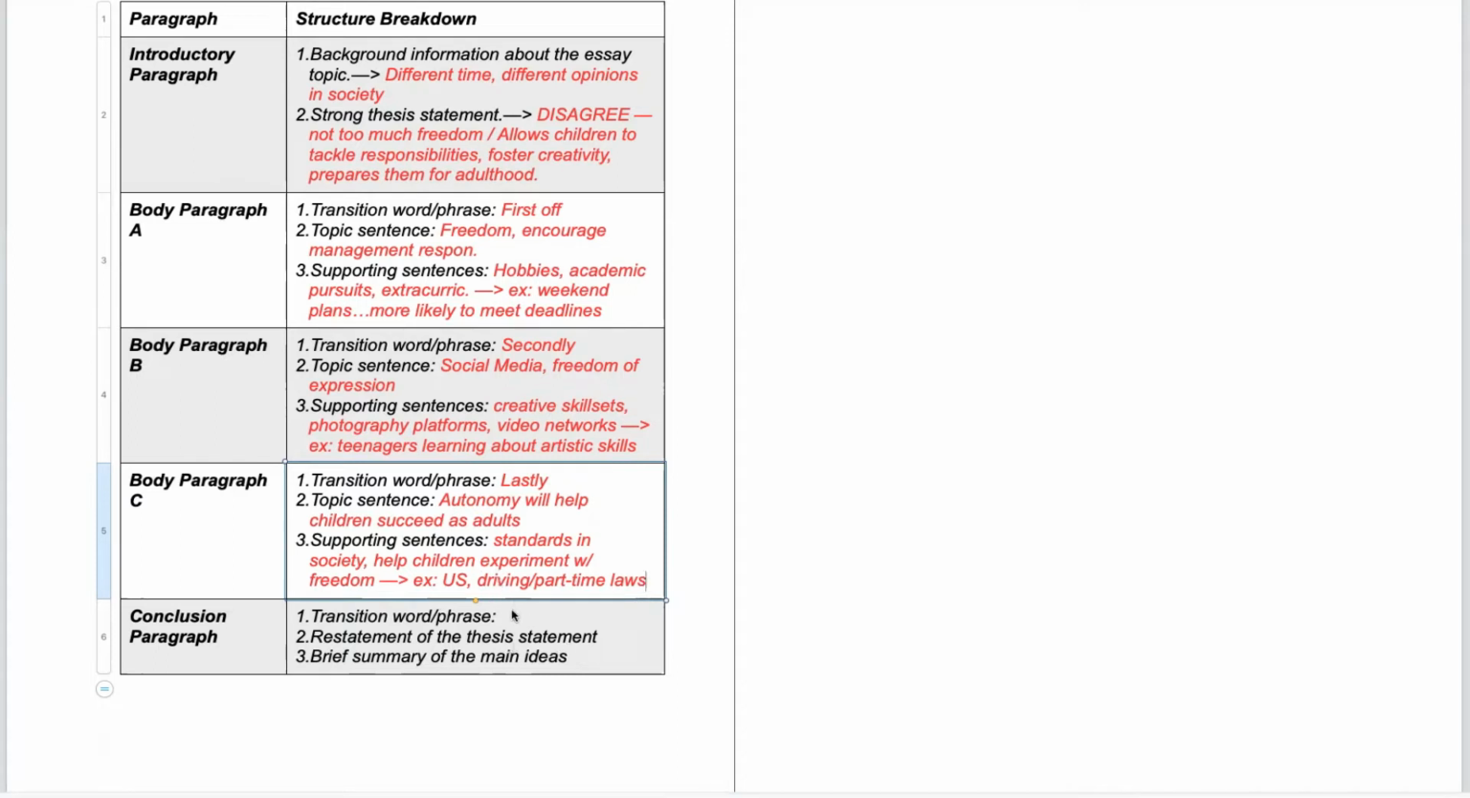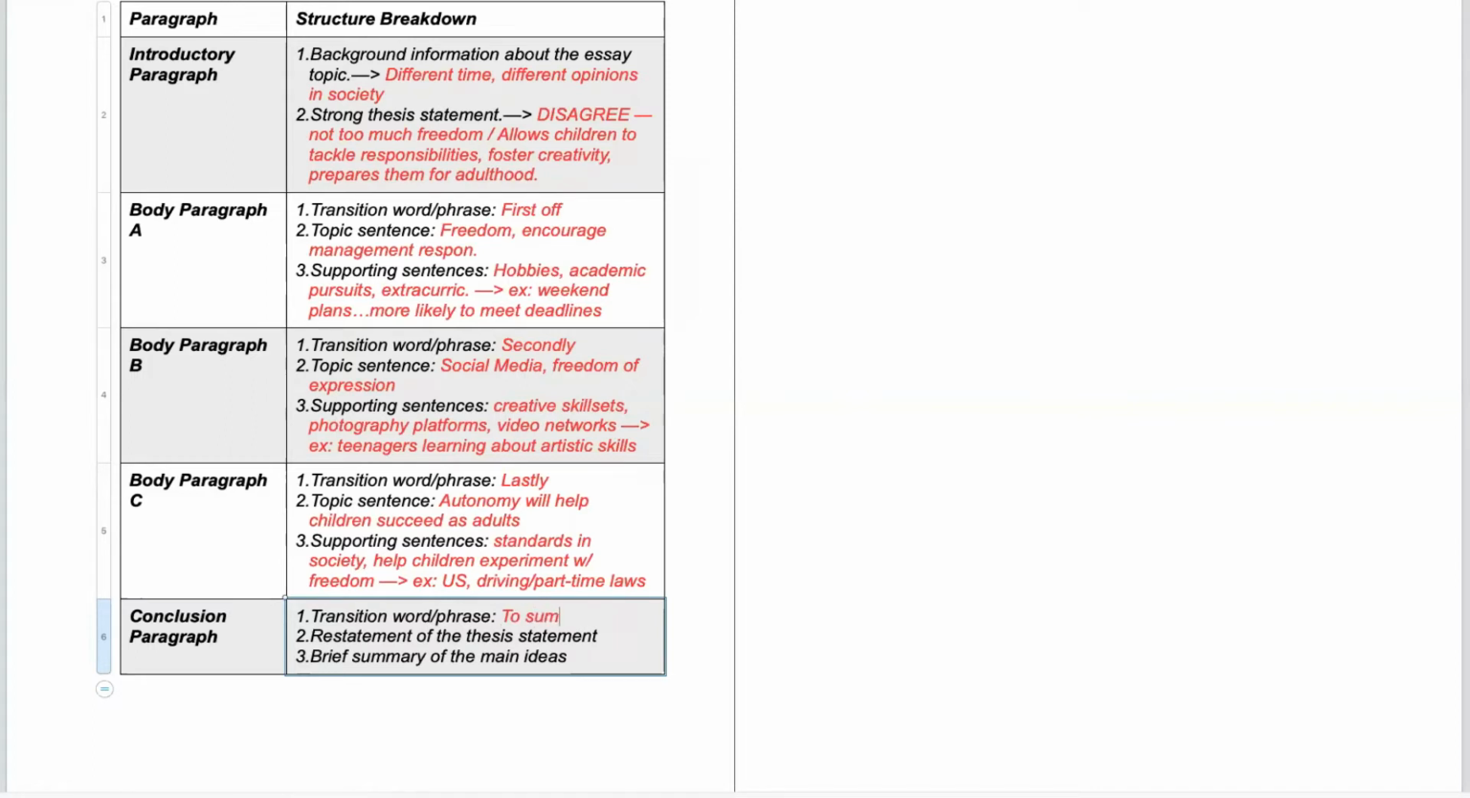My conclusion paragraph is going to be a little bit different when it comes to the outline, because I'm basically just going to reinstate my thesis statement and touch upon these in different words. So the best way for me to show you that is to actually do it as I use my synonyms, but I am going to write a transition word or phrase.